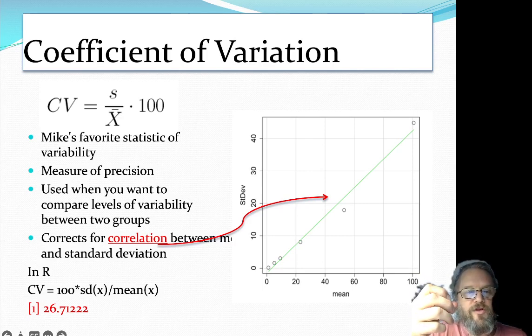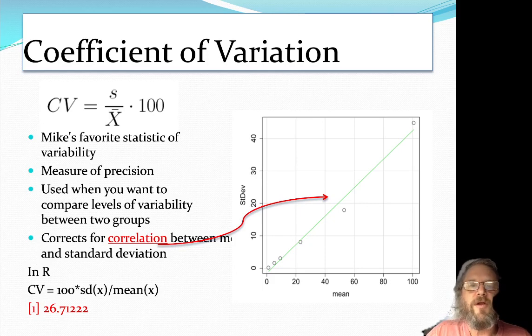So the coefficient of variation is a way of crudely correcting for this positive relationship between the mean and the standard deviation. You just simply divide the standard deviation by the sample mean, multiply it by 100, and that gives you a reasonable way of comparing how variable your data are. Okay, so 26.7% for our x value. That's the level of variation.